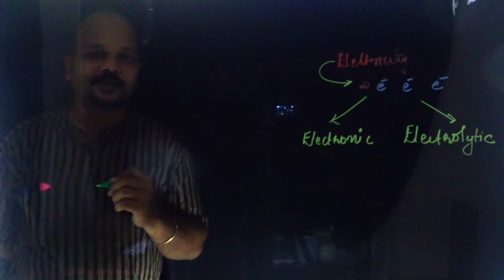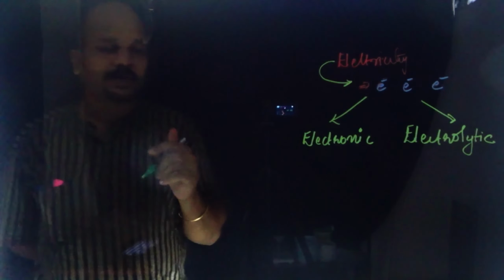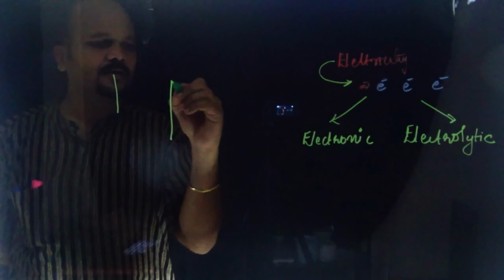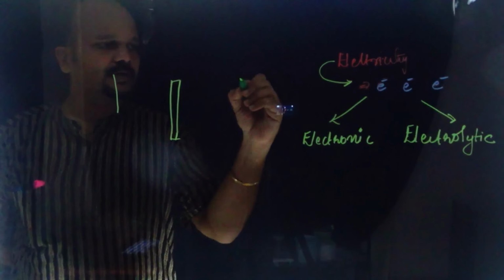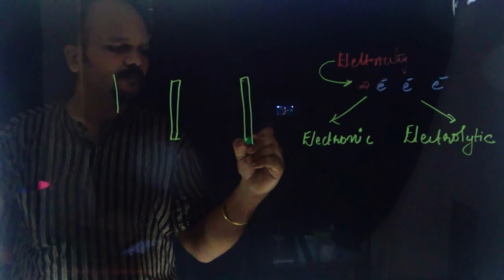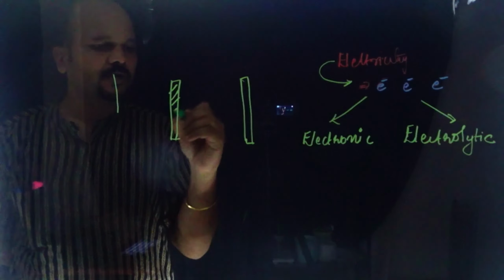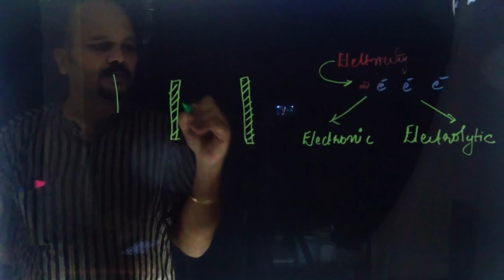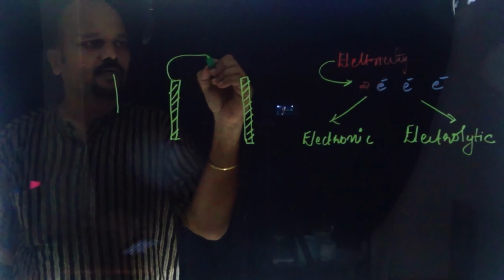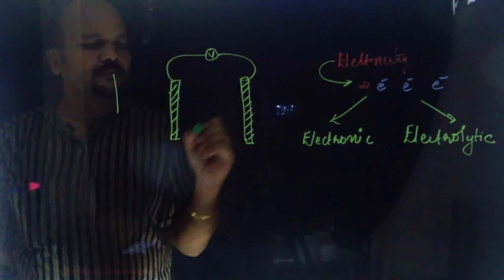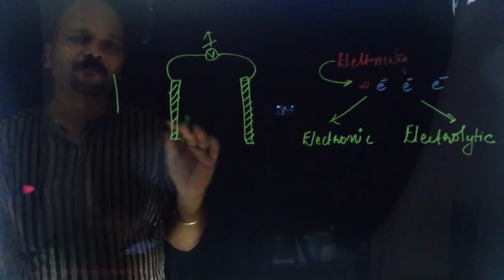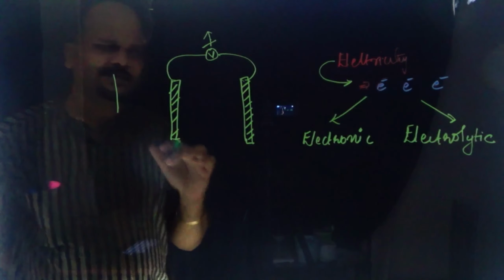Electronic conduction and electrolytic conduction. Here I will tell you one particular example. Let's take one zinc electrode, and next to it a copper electrode. When you connect the zinc electrode with the copper electrode, nothing will happen. The voltmeter reading will remain the same, and there will be no change in anything.